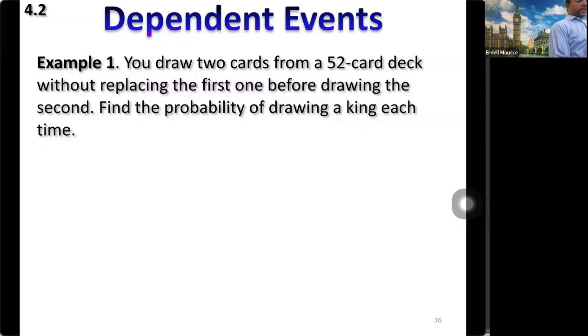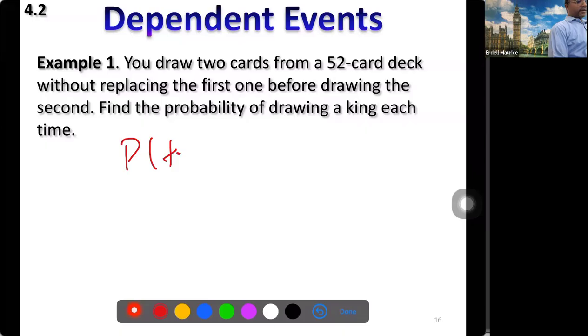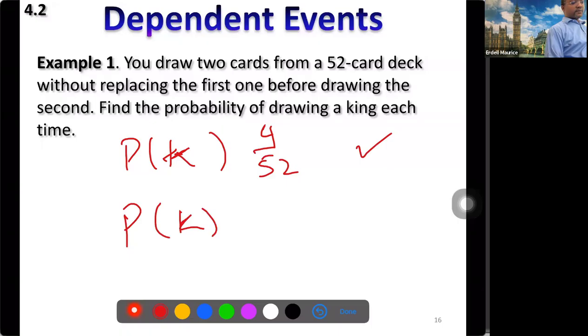So the probability of getting a king right here is going to be, I forgot what it was, 4 out of 52. Now that I checked, it is a king. What's the probability of getting a second king? It's going to be 3 out of 51, right? Because one card has left the deck. Did the probability of getting a king change?